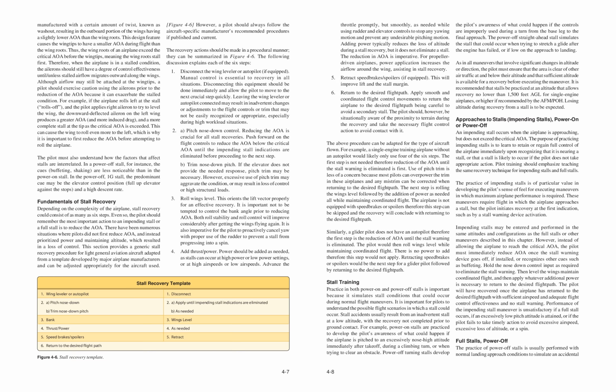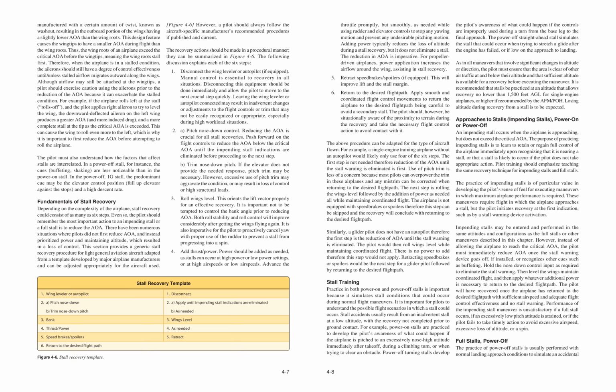As in all maneuvers that involve significant changes in altitude or direction, the pilot must ensure that the area is clear of other air traffic at and below their altitude and that sufficient altitude is available for a recovery before executing the maneuver. It is recommended that stalls be practiced at an altitude that allows recovery no lower than 1,500 feet AGL for single-engine airplanes, or higher if recommended by the AFM/POH. Losing altitude during recovery from a stall is to be expected.